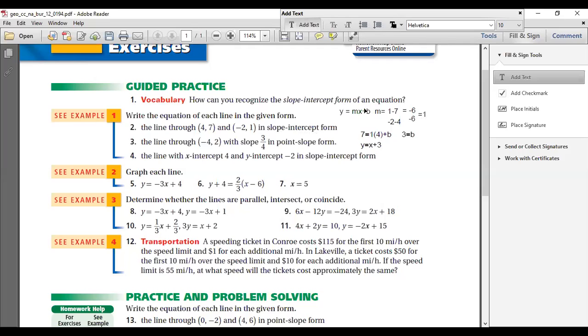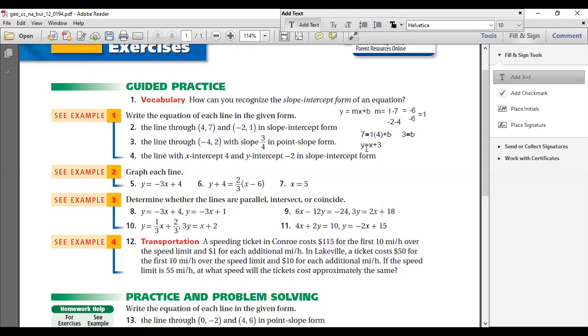Then the next step is to find the y-intercept. You can choose any one pair of coordinates. I have chosen this one because both of them are positive, so it's easy for us to work with. Substitute it in this formula. So y is 7 equals the slope, which is 1 as we found out, and x is 4, so 1 multiplied by 4 plus b. 1 multiplied by 4 is 4, so 7 minus 4 equals 3, which is the y-intercept.